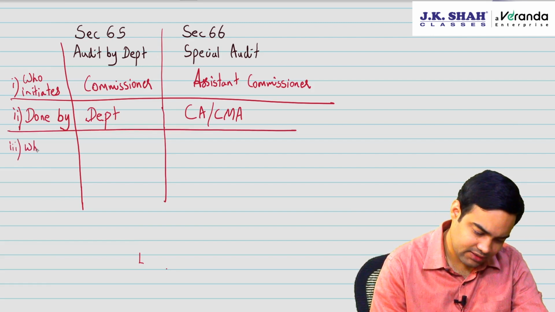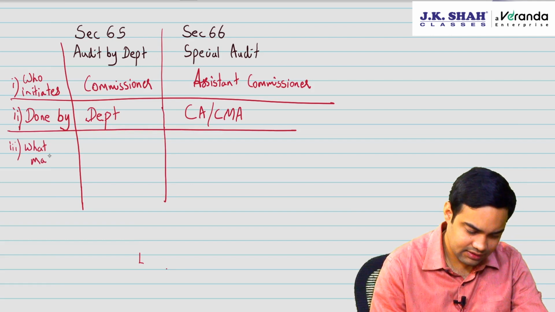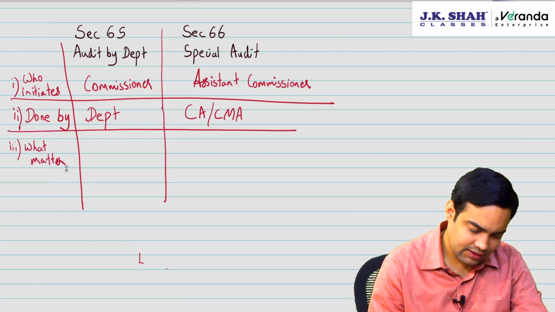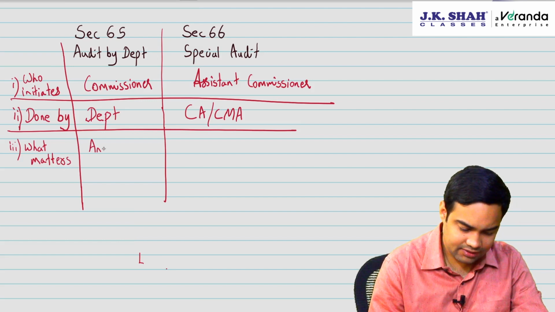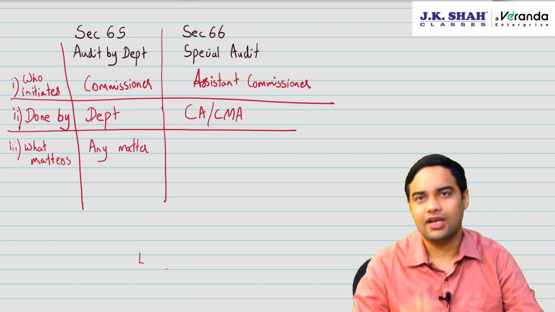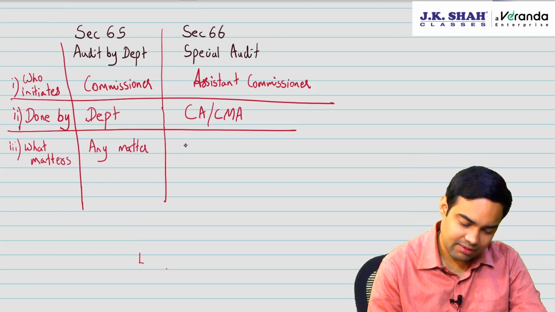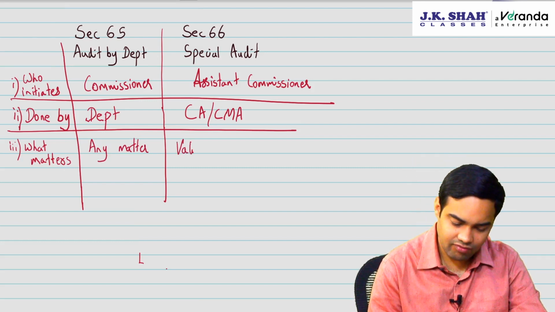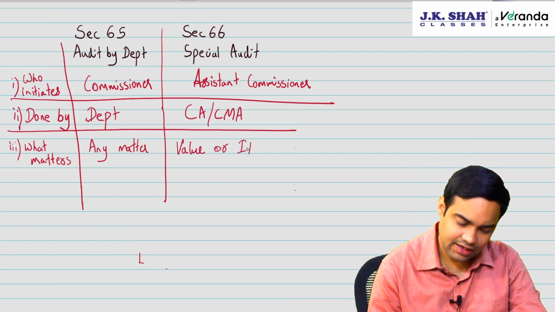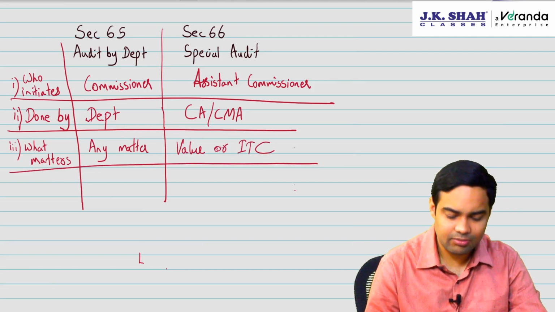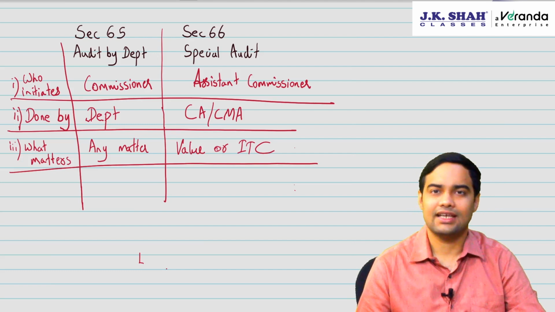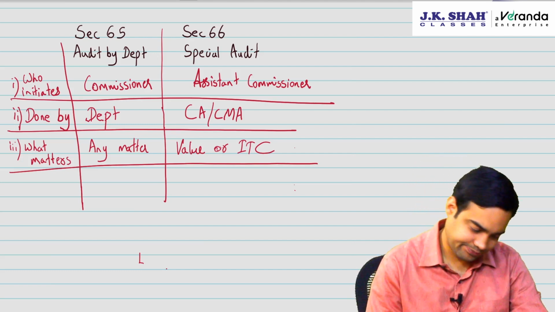Now what matters? On what matters can you get this audit done? See, department audit can happen for any matter. There is no restriction that only this matter can be audited. While special audit can be done only for value or ITC, saying that we are unable to determine the value, or ITC is much higher compared to the industry.